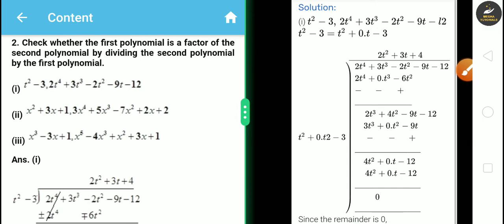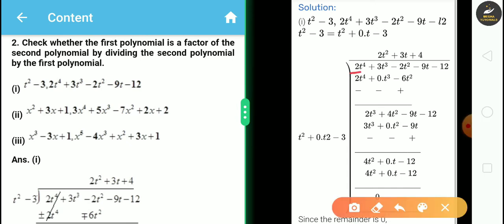So let's start with the first step. First term upon first term, we will get 2t square. Multiply 2t square with the whole divisor, we will get 2t raised to 4 plus 0t cube minus 6t square. Okay. Then after changing the sign, we will get plus to minus and minus to plus. Then 2t raised to 4 and 2t raised to 4 will be cut.